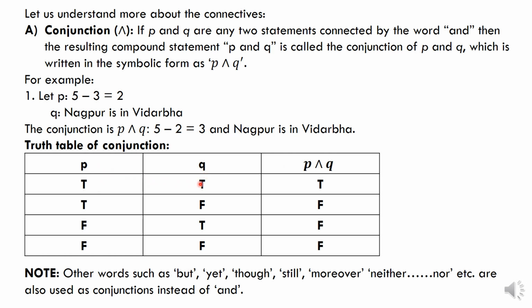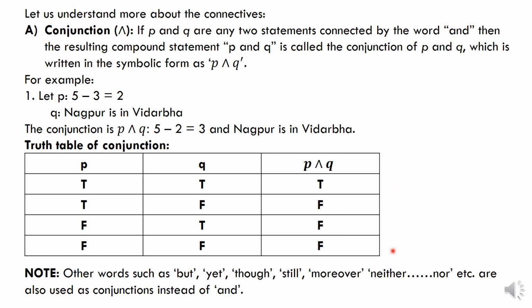Here, if P is true and Q is true, then P and Q is true. If P is true but Q is false, then P and Q becomes false. If P is false and Q is true, then P and Q is false. And if both are false, that is, if P is false and Q is false, then P and Q is false. Thus, a conjunction is true only if the component statements both are true. Otherwise, in all other cases, it is false.